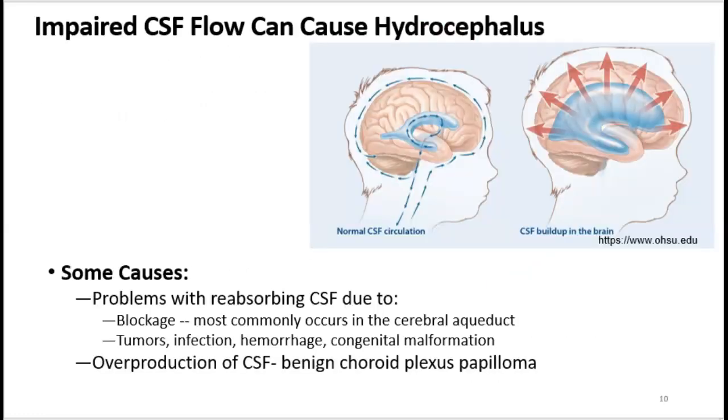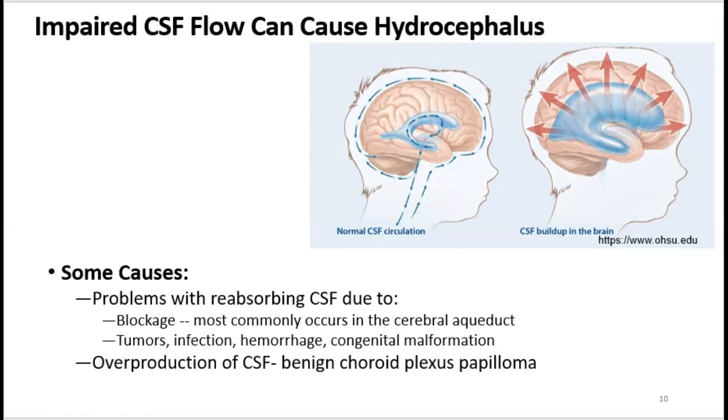Any kind of impaired cerebrospinal fluid flow can cause hydrocephaly, and sometimes this is due to the overproduction of cerebrospinal fluid, but more often it is caused by reabsorbing CSF inadequately. So hydrocephaly is defined as an enlargement of the ventricles, which puts pressure on the brain, and the enlargement is due to the accumulation of too much cerebrospinal fluid in the ventricles.